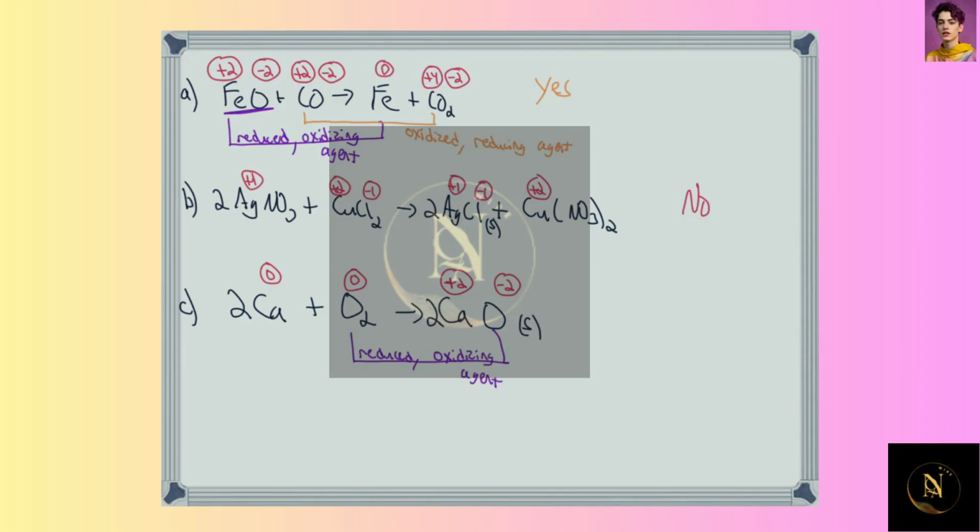But the oxidation state of calcium increases, so it was oxidized. Thus calcium serves as the reducing agent. So yes, this is a redox reaction, oxidation-reduction reaction, and calcium is the reducing agent, oxygen is the oxidizing agent.